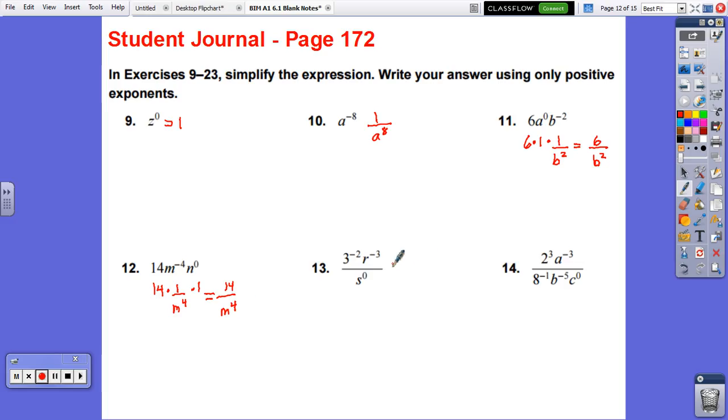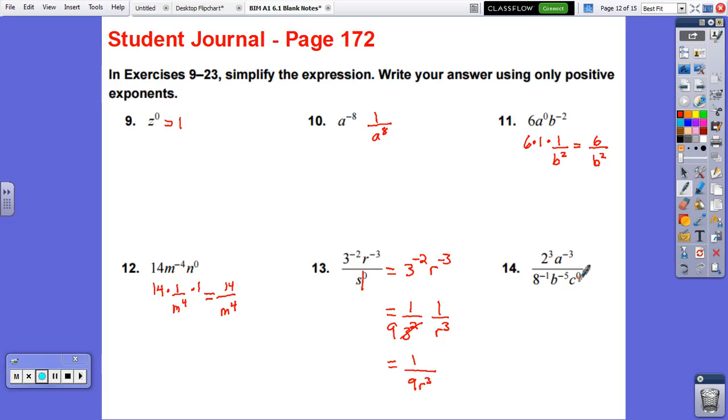All right, this one gets a little more difficult. My suggestion would be to start just with the s to the 0 and knowing that it's 1, and then rewrite this as 3 to the negative 2 times r to the negative 3. So if you think about 3 to the negative 2, it's going to become 1 over 3 squared, and r to the negative 3 is 1 over r cubed. You can just write those as one fraction. You can go ahead and simplify if you'd like. 3 squared is 9, and so you have 1 over 9r cubed, just like that.